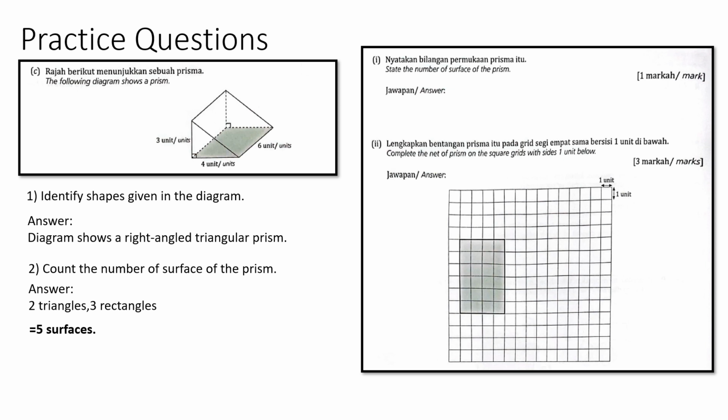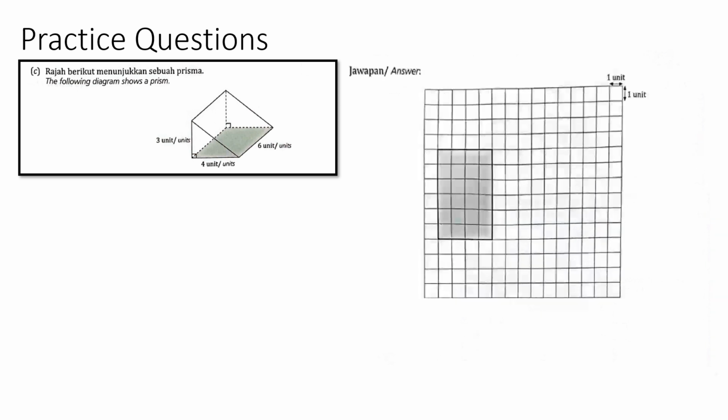Okay, the second question is the one that you need to understand better. So the second question is asking to complete the net of the prism on the square grids with sides of 1 unit. Alright, let's try to solve this.